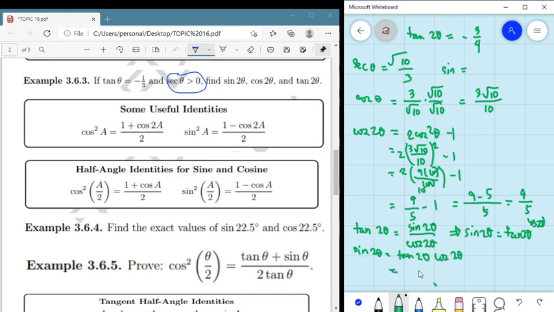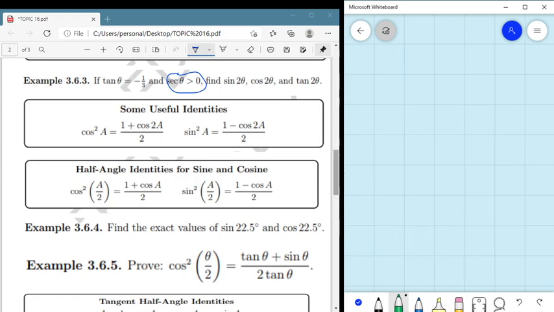So, sine 2 theta equals tangent 2 theta. Tangent is negative 3 over 4. And cosine 2 theta is 4 over 5. So, cancel ang 4. Okay, so cancel. Therefore, ang sine of 2 theta is negative 3 over 5. So our answer would be sine 2 theta is negative 3 over 5. Cosine of 2 theta is 4 over 5. And tangent of 2 theta is negative 3 over 4.